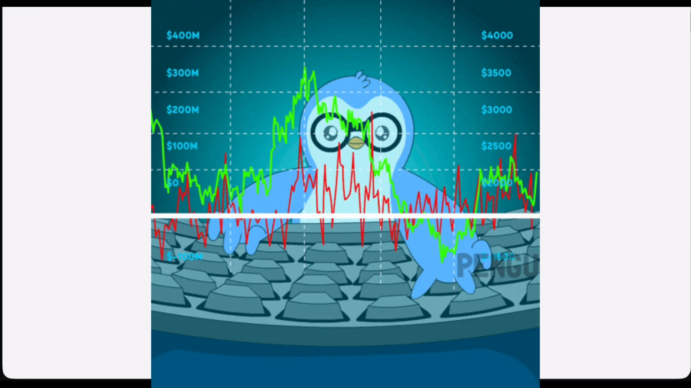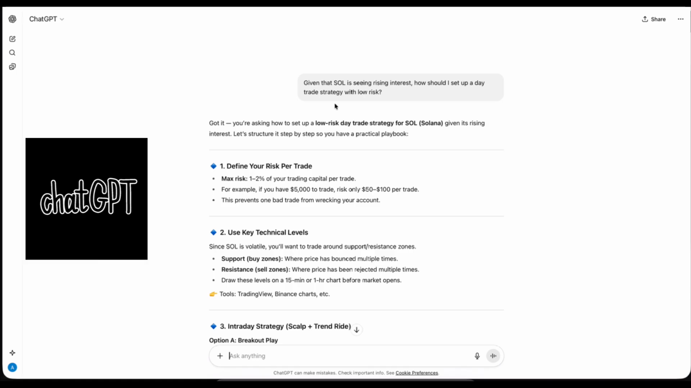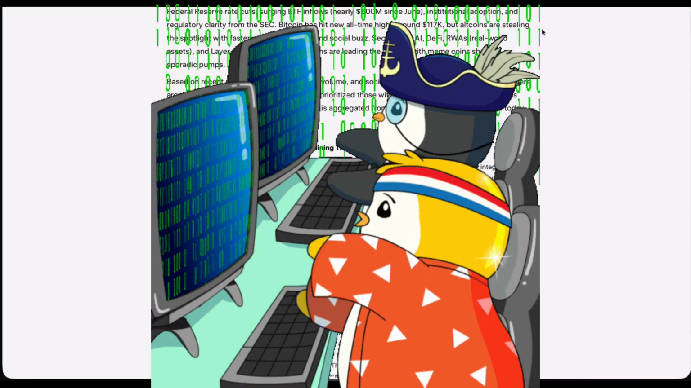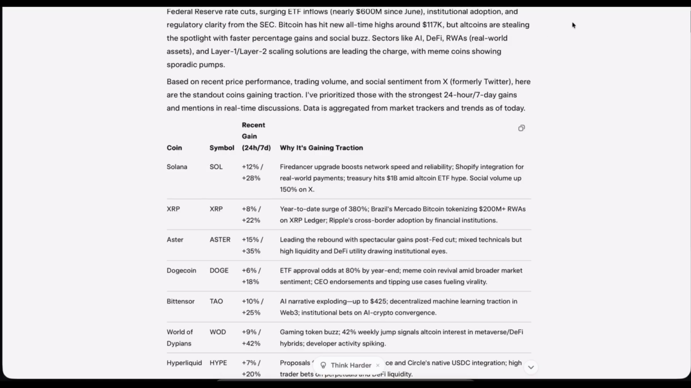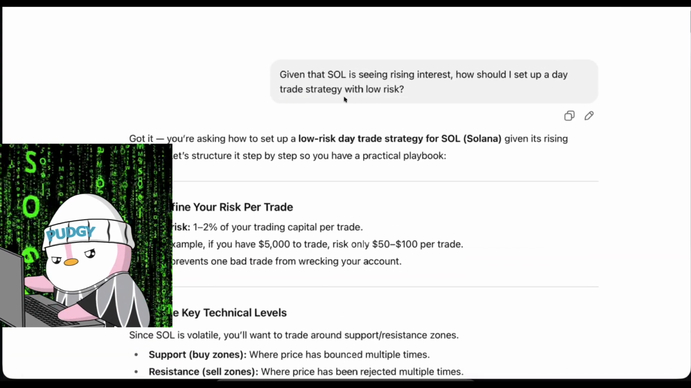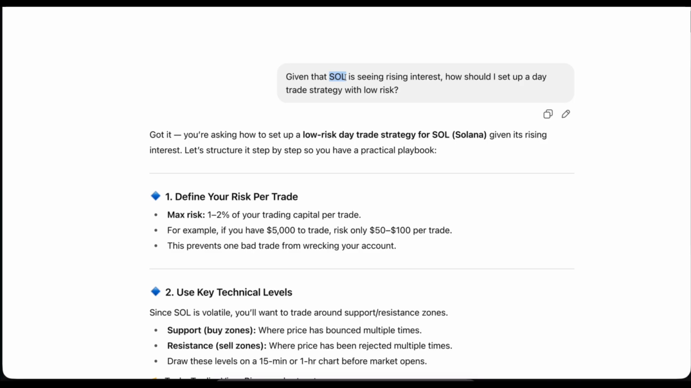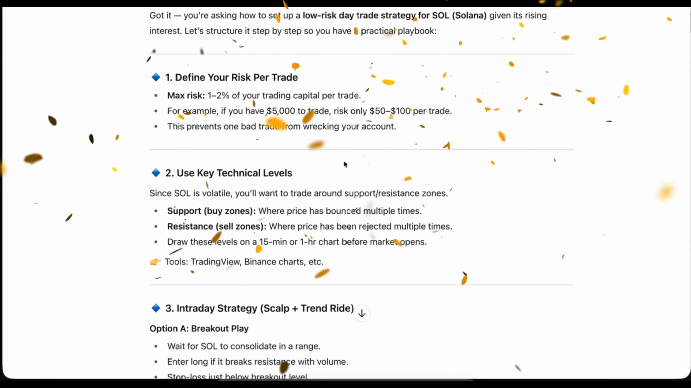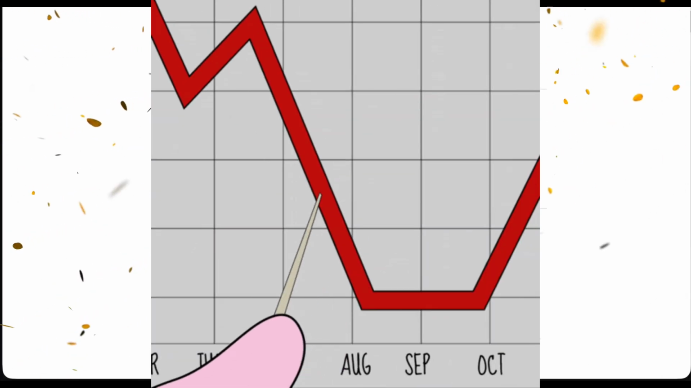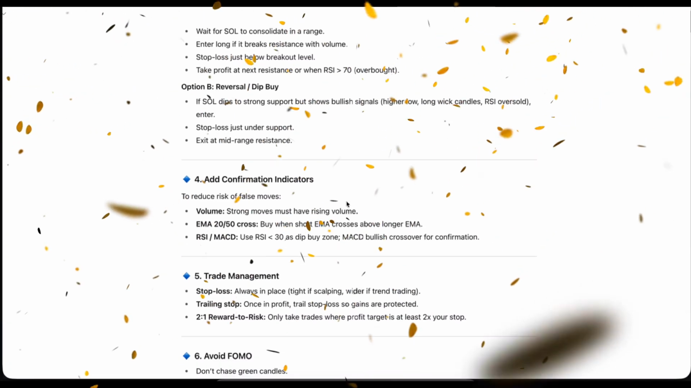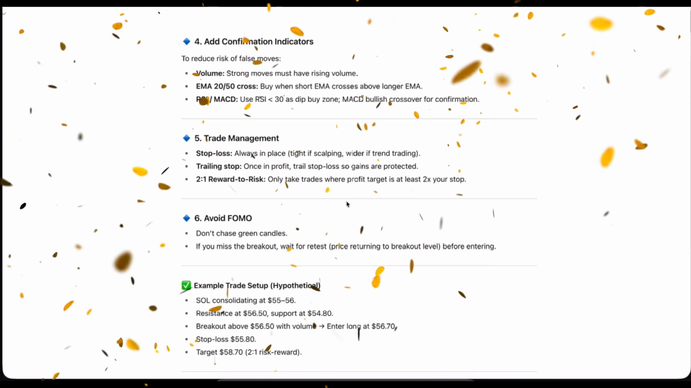On the other side, we have ChatGPT. This tool is not connected directly to X trends, but it is excellent at structuring a plan once you give it information. Let's say you take Grok's output, PP is trending, and you ask ChatGPT, given that PP is seeing rising interest, how should I set up a day trade strategy with low risk? ChatGPT will break it down for you. It might say, wait for confirmation with volume, enter after a breakout level, set your stop loss just under recent support, and aim for a 2-to-1 risk reward. Unlike Grok, it's not telling you what's trending, it's helping you manage a trade once you have a lead.